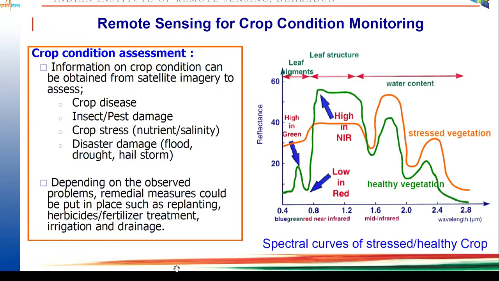So these satellite data are very useful for detecting crop departure, crop anomaly or crop condition, which is an indicator of the crop, maybe due to crop disease, insect pest damage, crop stress, or disaster damage like flood, drought, and hailstorm. All this abiotic or biotic stress can be monitored with different kinds of satellite imagery acquired from the visible, near infrared, short wave infrared, thermal infrared, as well as active microwave.